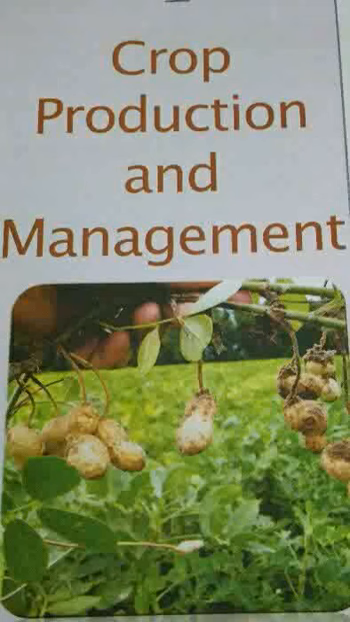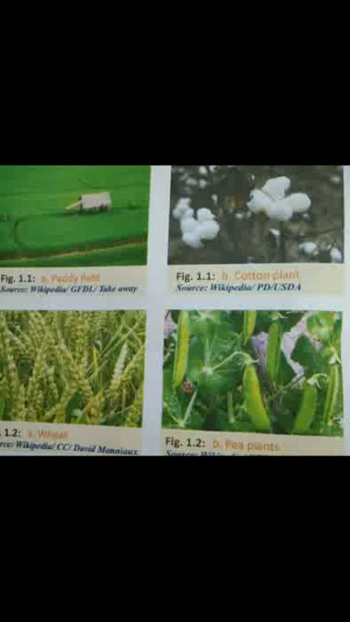So, let us start with chapter 1, crop production and management. Before I start, let us quickly recall the definition of crops. Crops are those plants which are grown in large quantities in a field. The first cultivated crops were cereals like wheat, barley, rice, and corn.